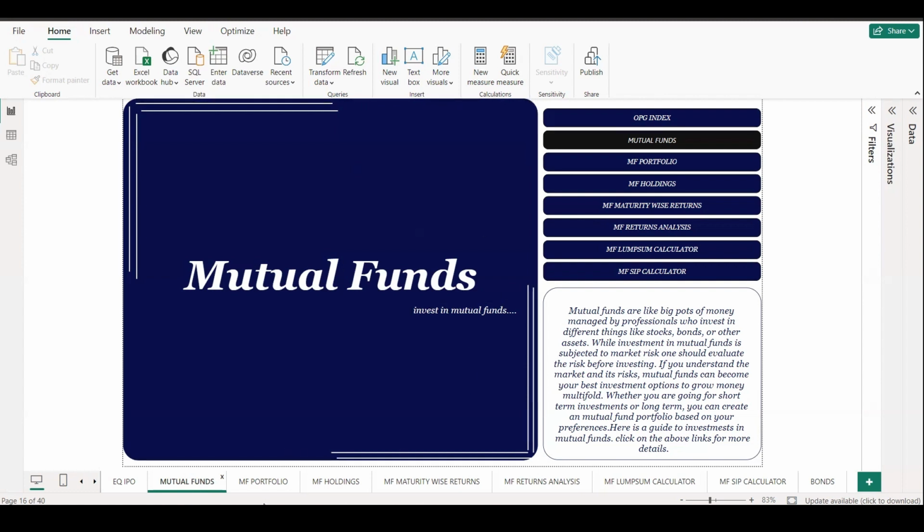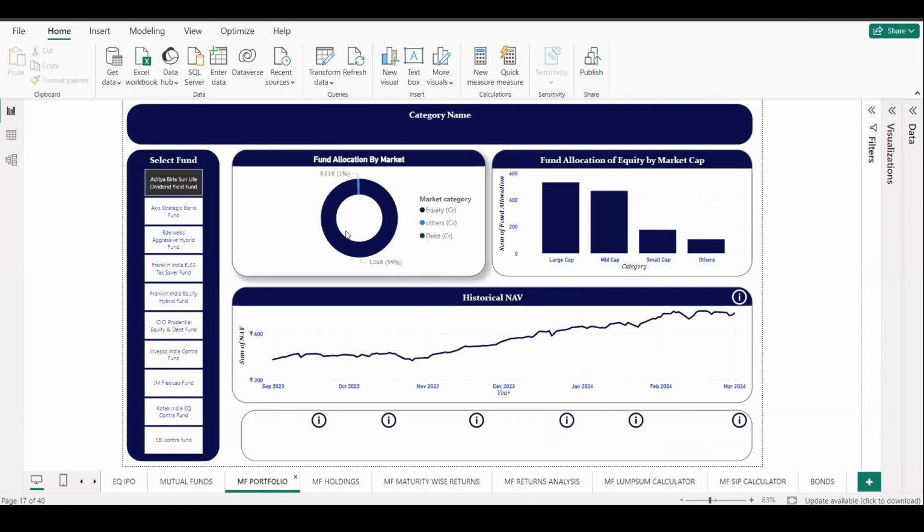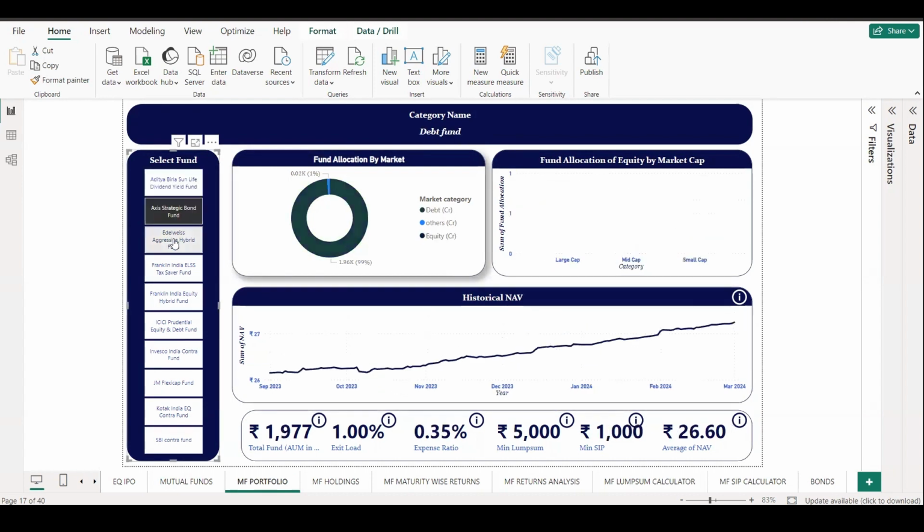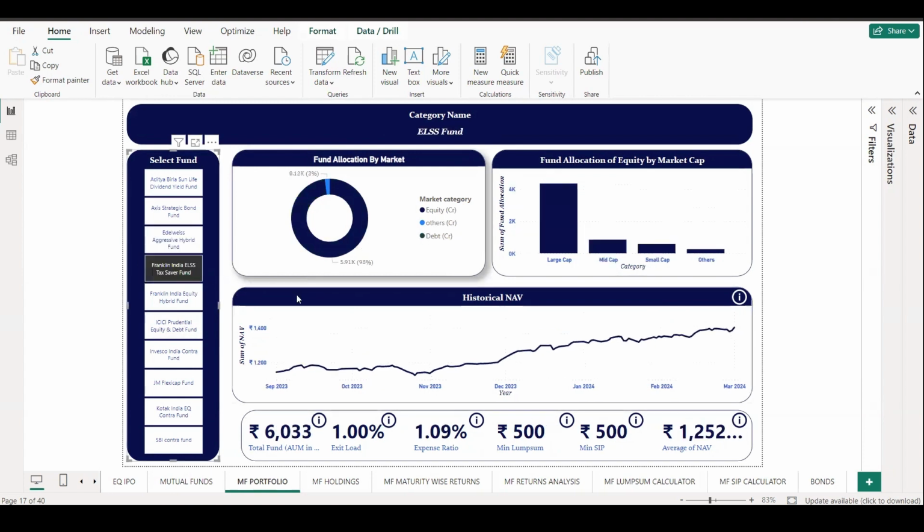So moving on to the first page, you can see we have selected this many mutual funds for analysis. Here I can select which mutual fund I want to analyze. I'm taking the Franklin India ELSS fund, and here you can see how much of the fund is allocated to equity, how much to debt, and other markets. Franklin India ELSS is an equity linked savings scheme, and most of the amount is invested in equity only. And in equity, it is divided into large cap, small cap, mid cap, etc.